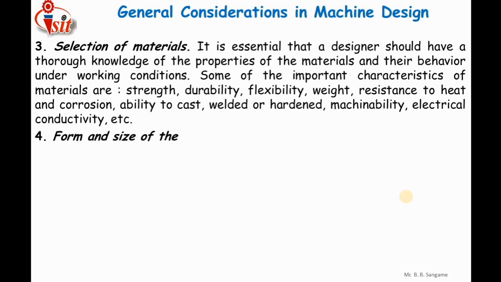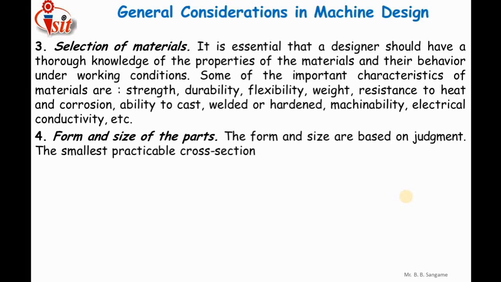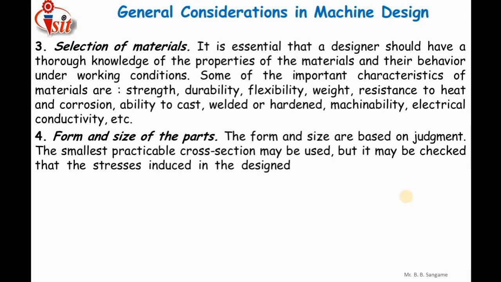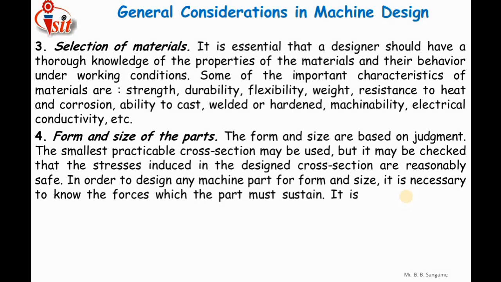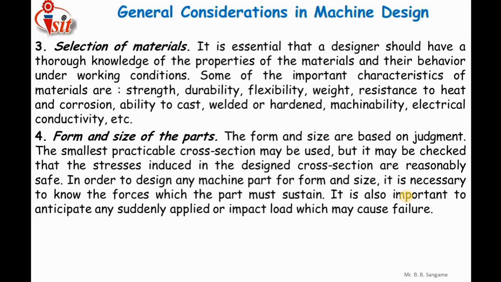The fourth criterion is the form and size of the machine parts. The form and size are based on judgment. The smallest practicable cross section may be used, but it should be checked that the stresses induced in the designed cross section are reasonably safe. In order to design any machine part for form and size, it is necessary to know the forces which the part must sustain. It is also important to anticipate any suddenly applied or impact load which may cause failure.